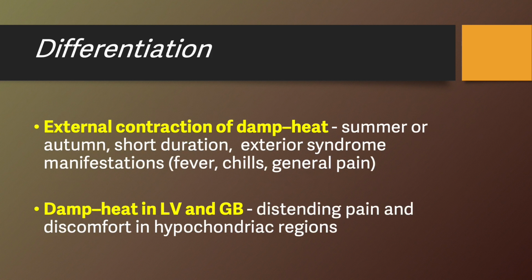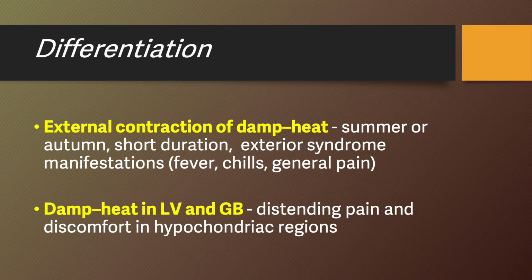This pattern should be distinguished from dampness obstructing the spleen and stomach, external contraction of damp heat, and damp heat in the liver and gallbladder. It is different from cold obstructing the spleen and stomach in heat symptoms. External contraction of damp heat is often seen in summer or autumn with a short duration and obvious exterior syndrome manifestations such as fever, chills, and general pain.